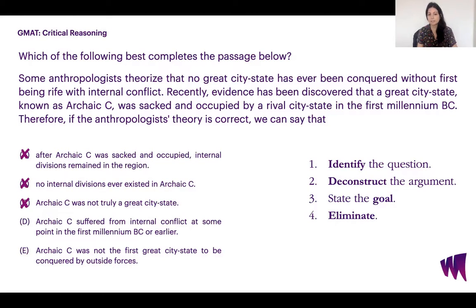D, "Archaic C suffered from internal conflict at some point in the first millennium BC or earlier." This actually matches the conclusion that we had come up with, so it's probably our answer, but we'll look at the last one. "Archaic C was not the first city-state to be conquered by outside forces." We can't figure this out based on what we've been given, so it's out of scope and therefore incorrect, which means that our answer is D.